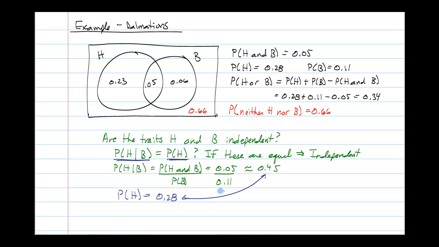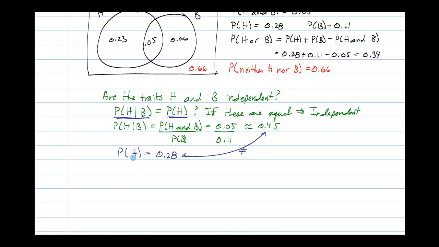Now notice, these are not equal, and that's what we're trying to get at here. So what we have figured out is the probability of H given B does not equal the probability of H. Therefore, H and B are not independent. So hearing impaired and blue-eyed are not independent. There's a relationship between them mathematically.